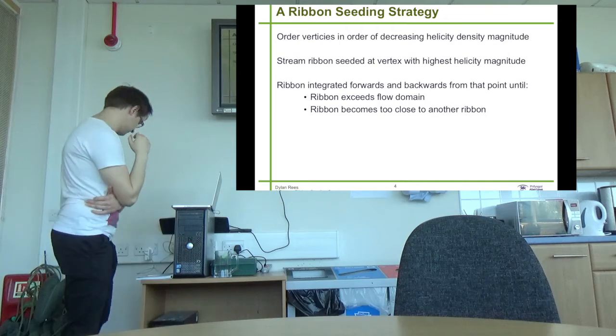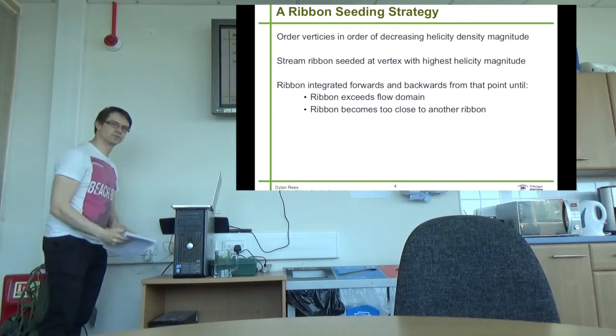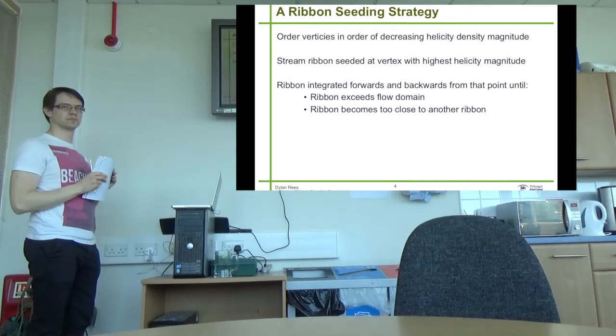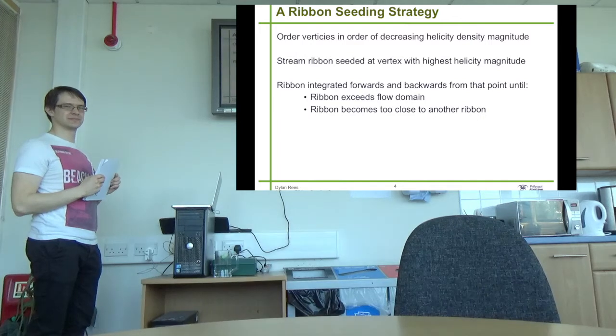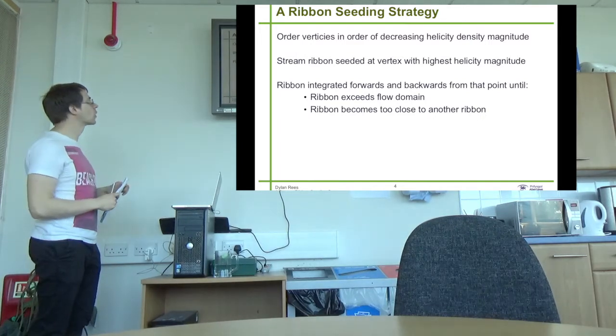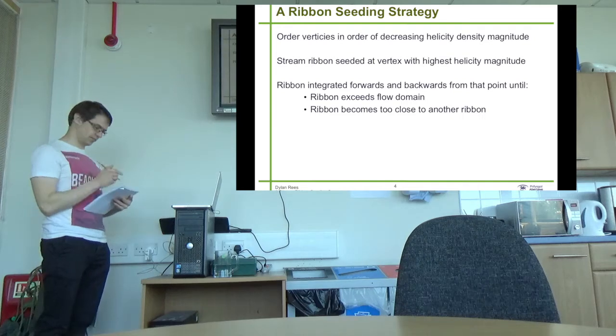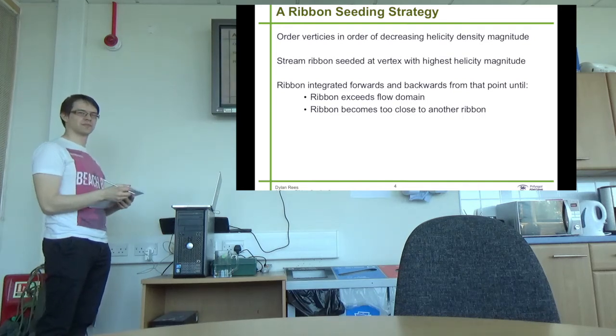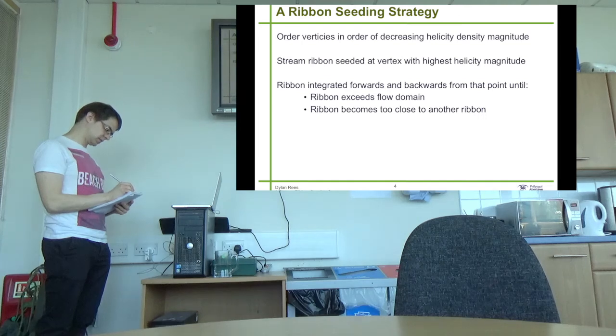And another thing is here, you say order vertices in order of decreasing helicity. I would really, really not use that term vertices. Use data samples. Vertices are pieces of a triangle or something like that. Data samples are really what you're ordering here. You're ranking the data samples.